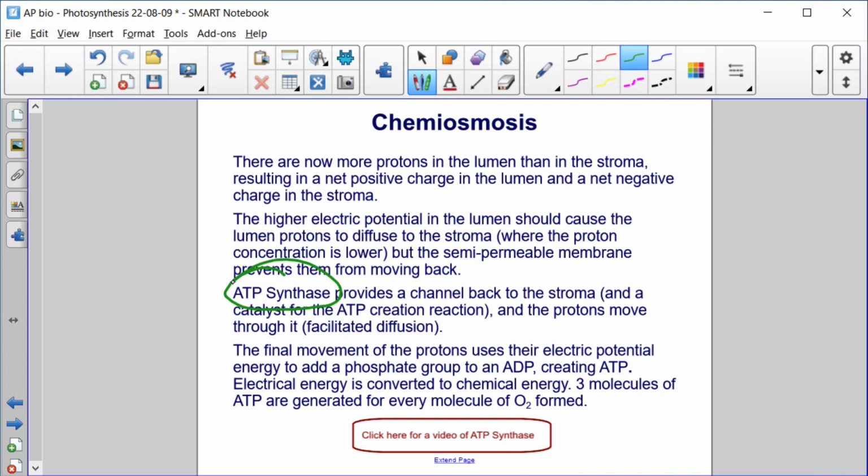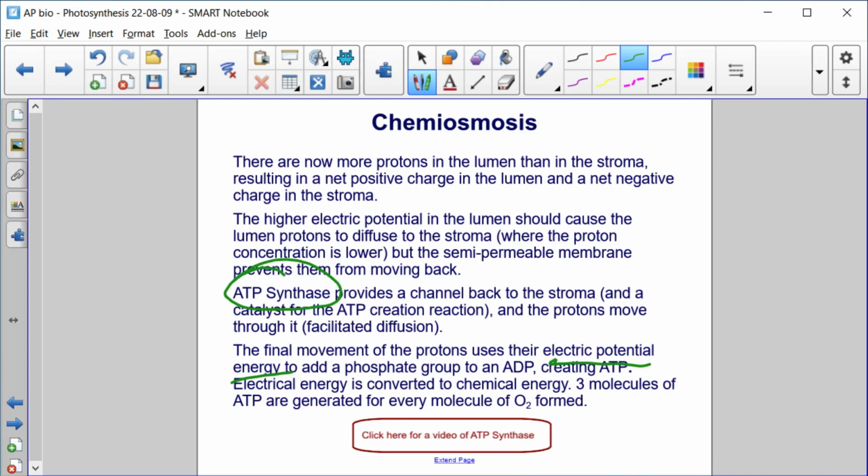So when they're inside of the membrane in the lumen, they're sort of like at the top of a hill. And as they move through the ATP synthase channel, they fall down the hill. And in doing so, that provides energy or potential to do some work in the form of electric potential energy. And what that electric potential energy is used for is adding a phosphate group to ADP, creating ATP. Electrical energy in this case is converted to chemical energy.